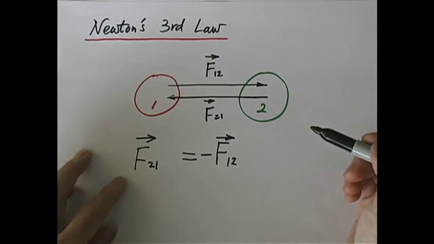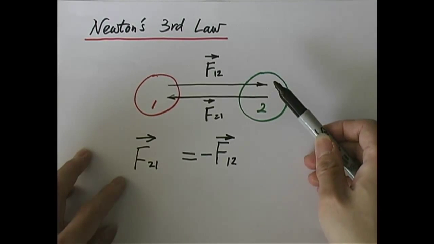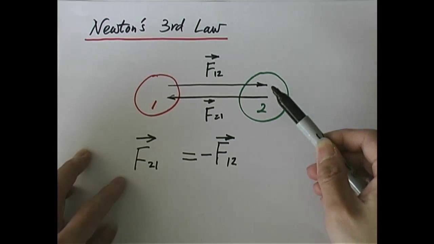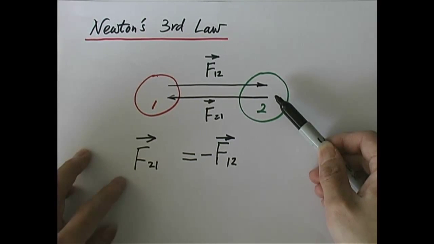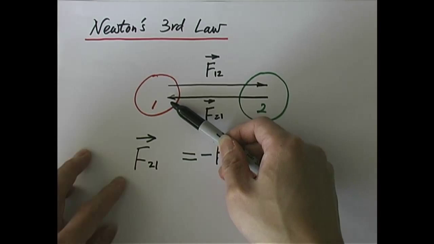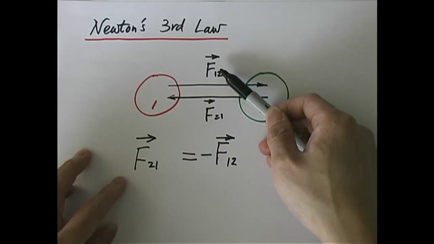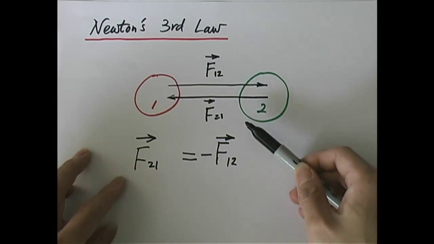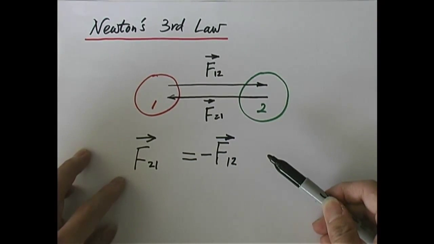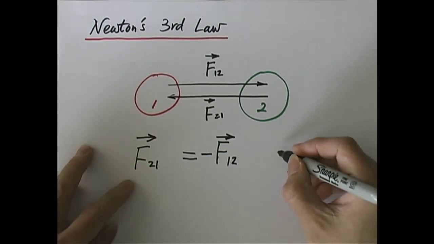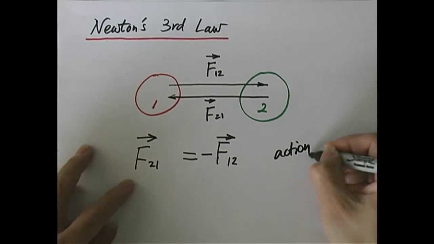So, here's what Newton's third law says. If object 1 exerts a force on object 2, then object 2 simultaneously exerts a backward force on object 1, which has the same magnitude as the original force from 1 to 2, but it has the opposite direction. We call this pair of forces a pair of action and reaction.